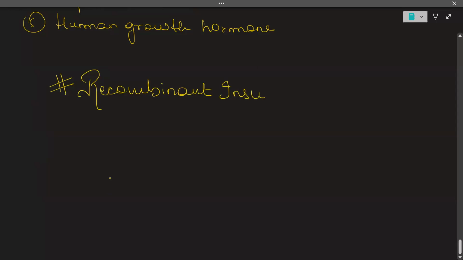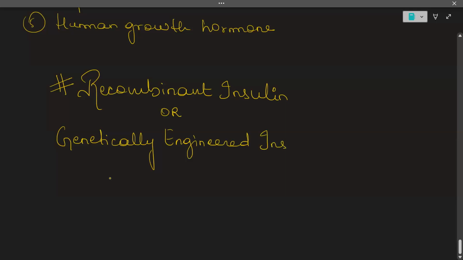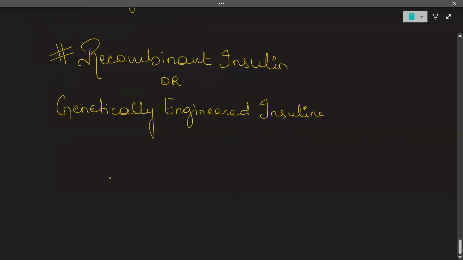Recombinant insulin or genetically engineered insulin. These are interchangeable names that you can use for it. Both of them are correct.